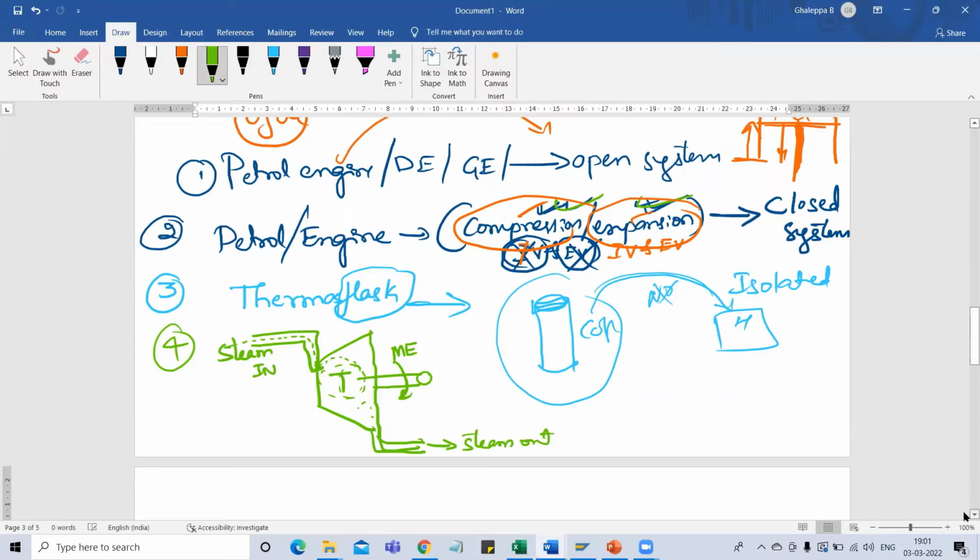Okay. So with respect to this example, is it open, closed or isolated? Sir, open. Why is it an open system? Because steam, the working fluid, mass is going inside and mass is coming out. Correct? Okay.